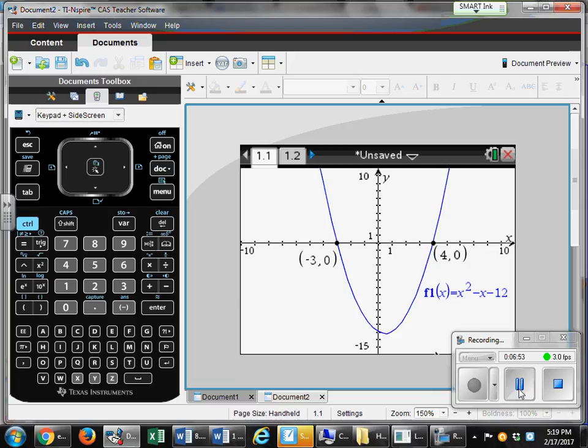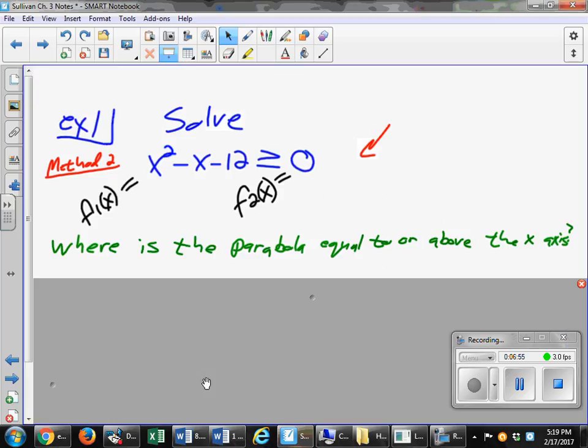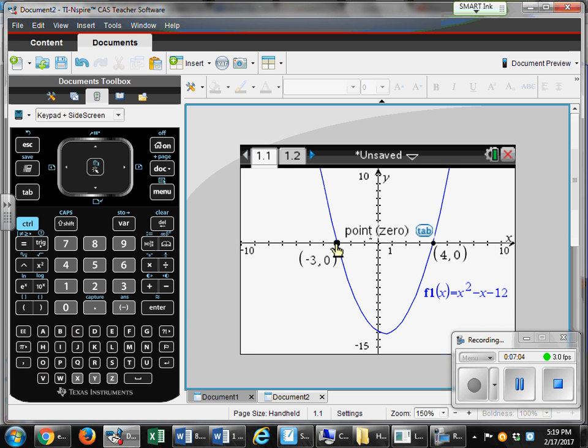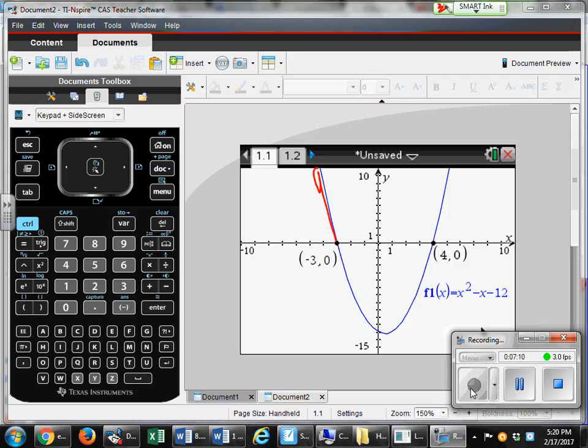So now you just have to answer the question that we had over here. Where is the parabola equal to or above the x-axis? And the answer is to the left of -3 and to the right of 4. So that would be these spaces over here. I would put, because we could be equal to -3 and all the way down to -infinity. And same thing over here. We could be equal to 0 at 4, and that was 4 all the way to positive infinity, and union in the middle. Oops, sorry, that style.